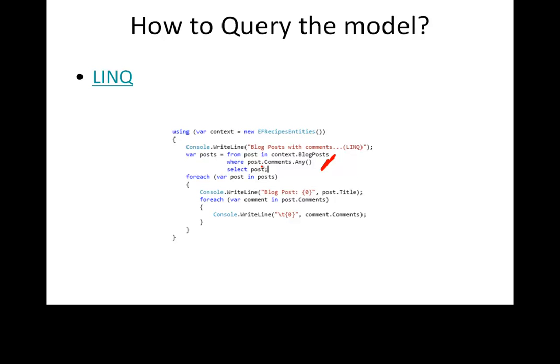Now, what happens to this query? This is LINQ, language integrated query, and it gets translated by the framework to the SQL query. The query is executed and the result is returned into the post. Now this is something new. This is something that I really like in the LINQ query.